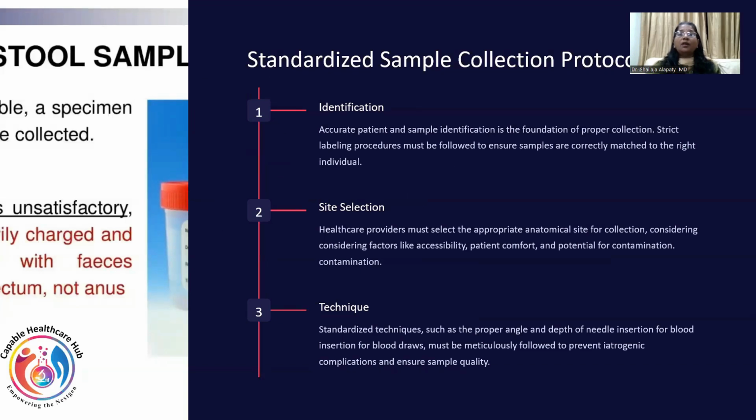So what do we do now? Standardized sample collection protocols. Everything should be standardized. Right from patient identification, labeling, strictly, every label is matched to the individual. The site of collection, accessibility, patient comfort, contamination, the technique that we use, the angle, the depth at which the needle is inserted. It makes a difference. If it is right on top, you won't be able to get the blood. If it just enters the blood vessel, then you're taking a lot of force and there is hemolysis. If it's in the center, then free flow.